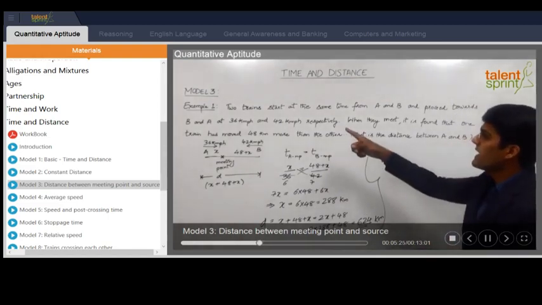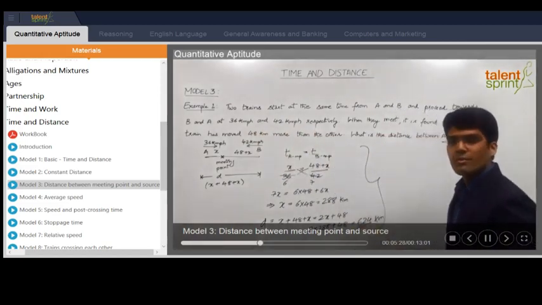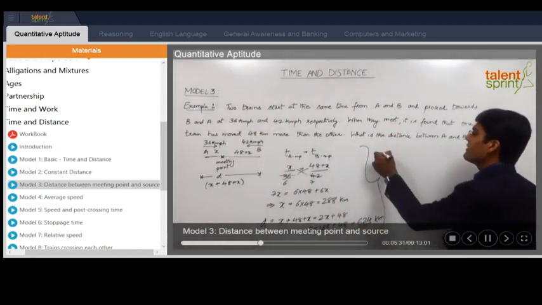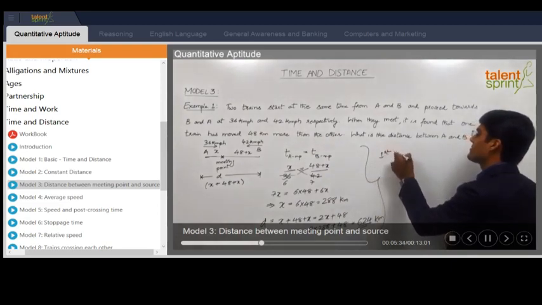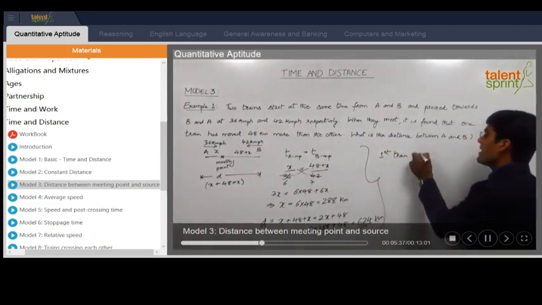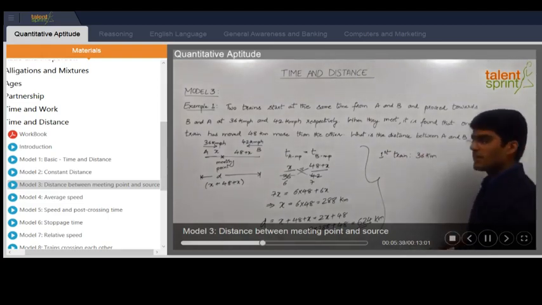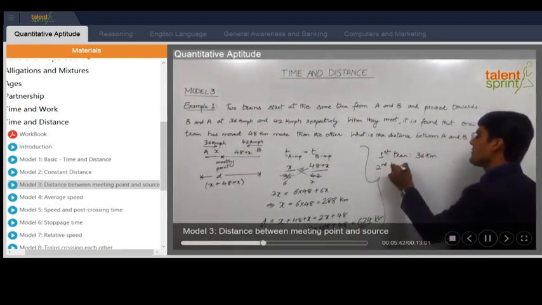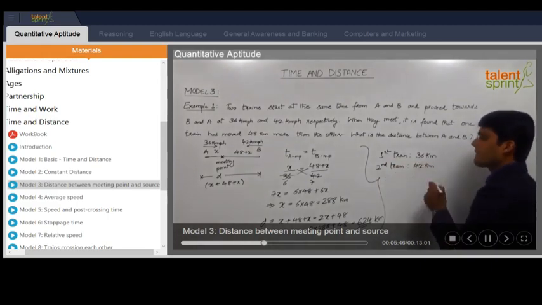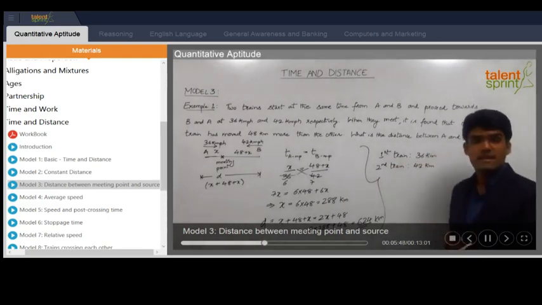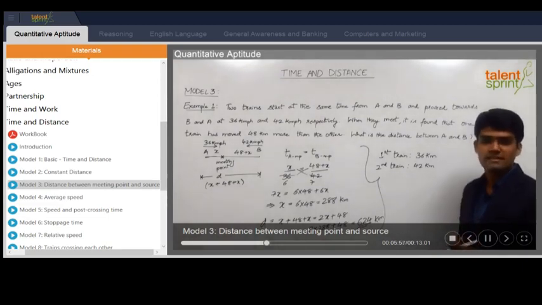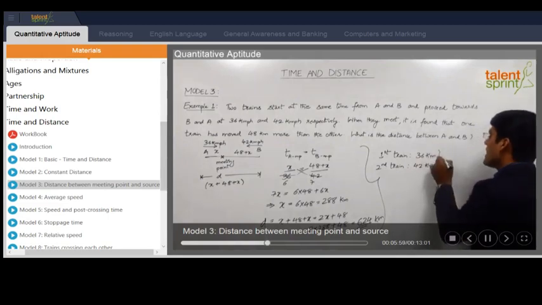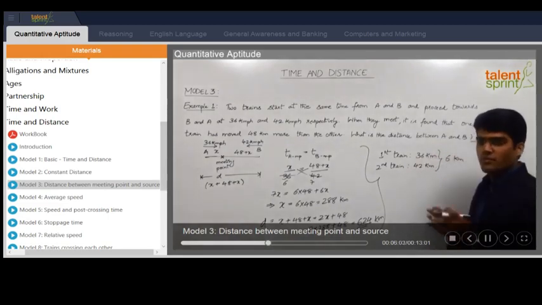Here, the speeds of the two trains are 36 km per hour and 42 km per hour respectively. That means the speed of the first train is 36 km per hour. So we can say that in each hour, the first train covers a distance of 36 kilometers and the second train covers a distance of 42 kilometers in each hour. Very clearly, as both the trains have started at the same time, the first train covers 36 kilometers in 1 hour and the second train covers 42 kilometers in 1 hour. So the difference of the distances covered by these two trains in 1 hour will be 6 kilometers. So for every hour, the difference of the distances will be 6 kilometers.